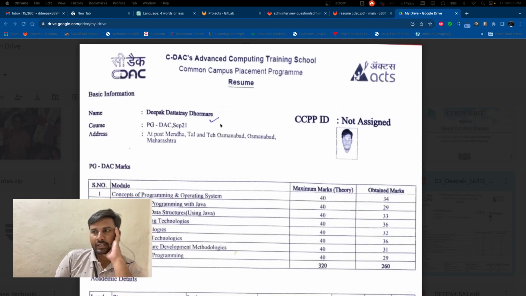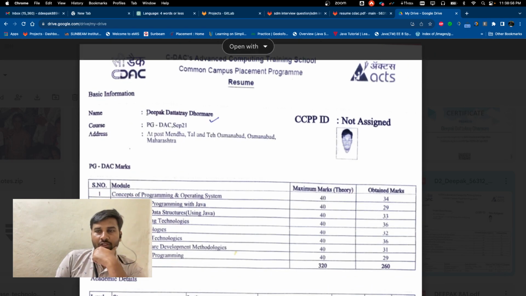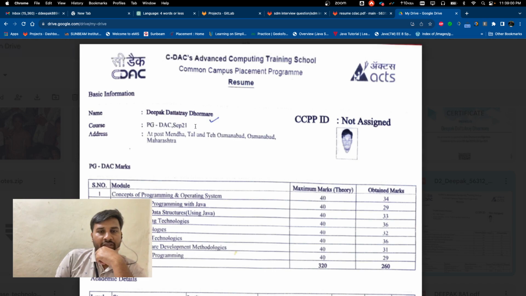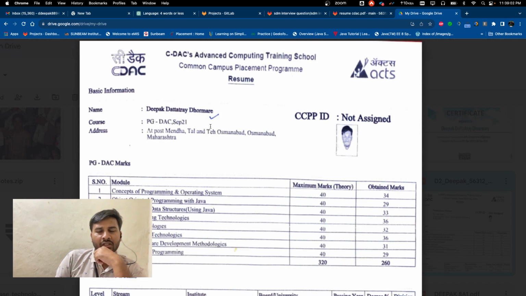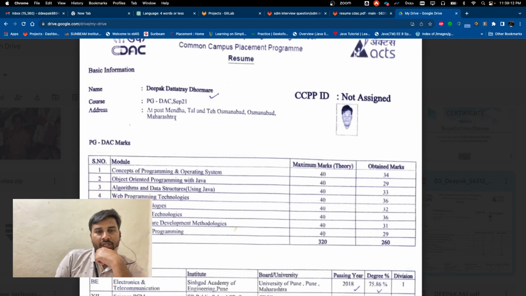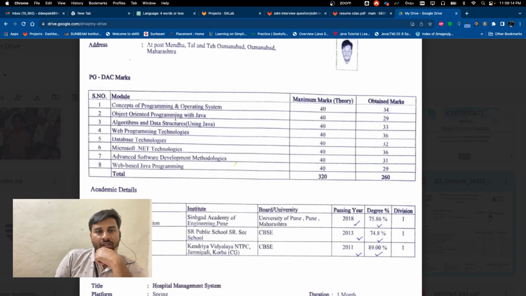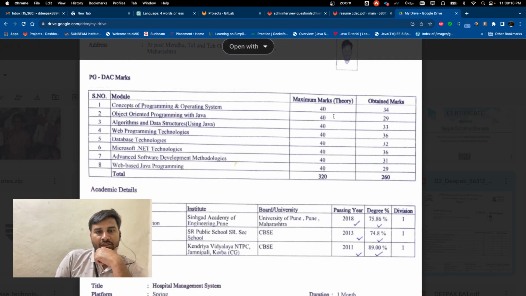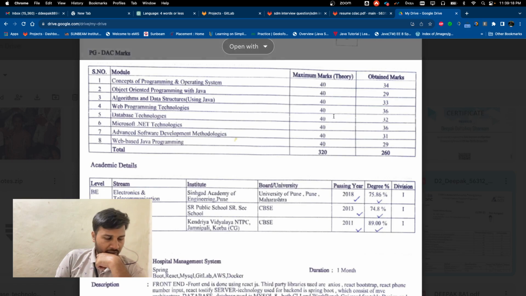Straightforward, it's CDAC basic information, name. Here you can see the name. Then course PGDAC September 21, even here Sunbeam Pune or something like that is not mentioned. I have done my PGDAC in September 21 from Sunbeam Pune. So here is my address. Then here are the CCE marks, highly important marks.